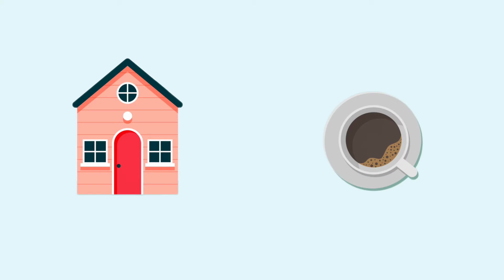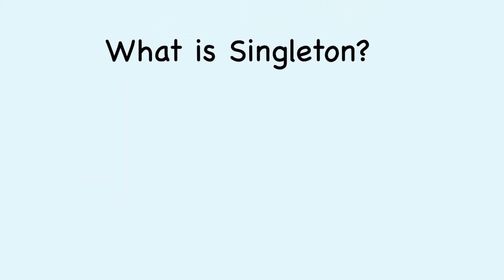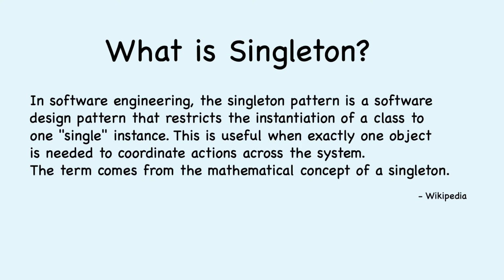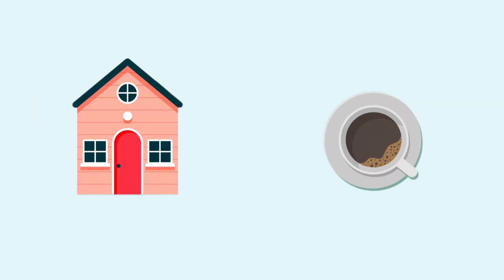To identify the singletons, we first need to understand what it actually means. Wikipedia says that the Singleton pattern is a software design pattern that restricts the instantiation of a class to one single instance. This term actually comes from the mathematical concept of a singleton set, which represents a set with only one element.